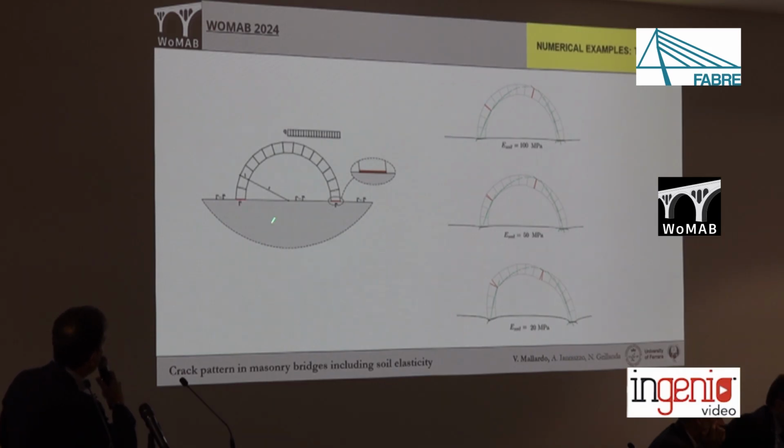In this case, this arch is loaded by self-weight plus a non-symmetric vertical load, just to amplify the differential settlement between these two contact areas. Of course, the fixed foundation approach would not give any differential settlement, whereas our approach provides, as you can see, a differential settlement and also some hinges occurring due only to the differential settlement.